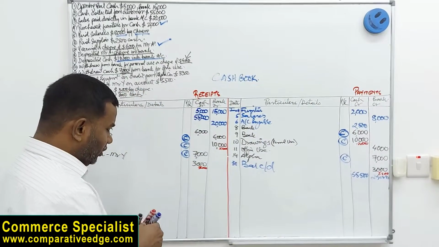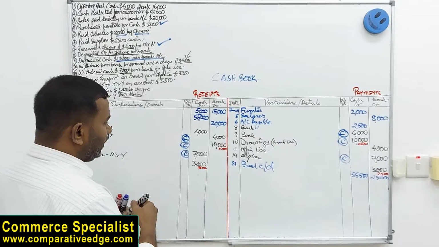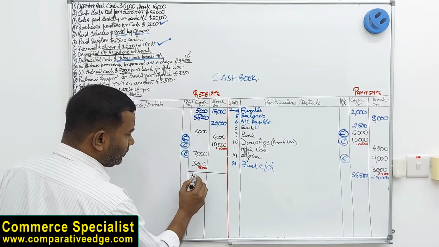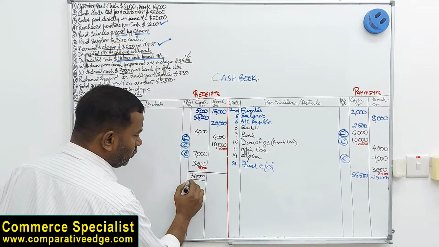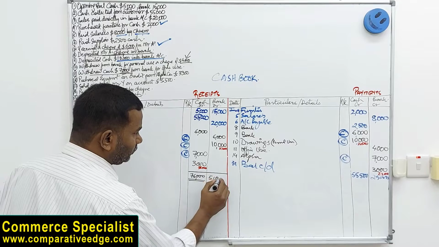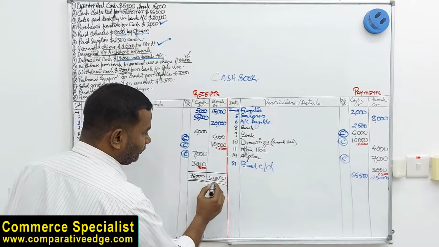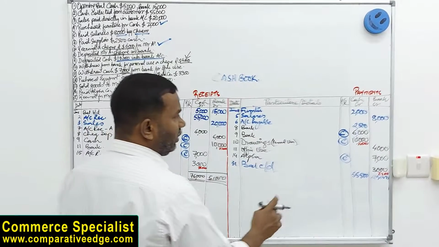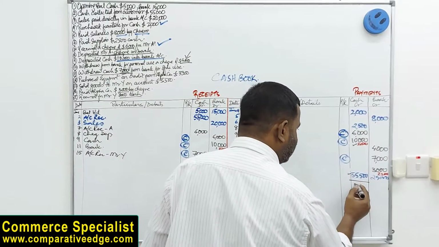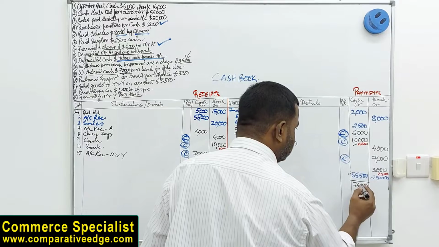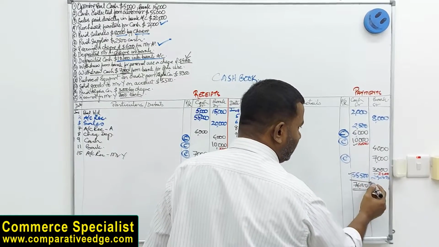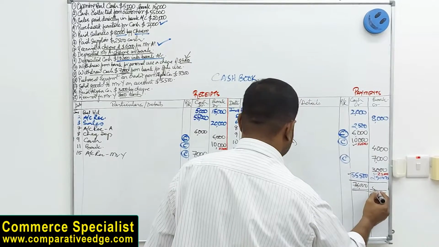In the end, what you do is, here, draw a line. This is already 76,000. Close it with two lines. This is 51. Close it with two lines. Here, when you add 20,500 and 55,500, you will get 76,000. And when you add 22 and 29, you will get 51,000.